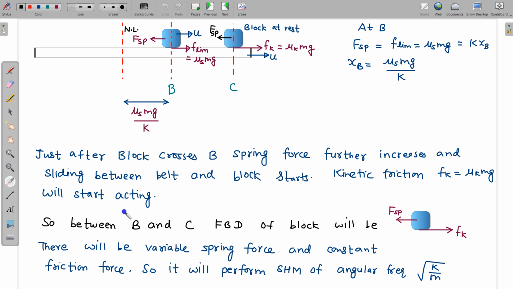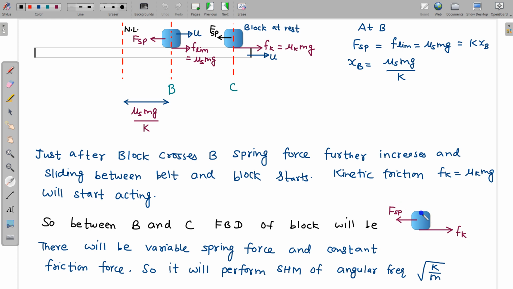I have written here, between B and C, if you see the free body diagram of the block, it will be something like this. This is the kinetic friction here, and this is the spring force. So on this block there are now two forces. One is the constant kinetic friction force, and the other is the variable spring force.